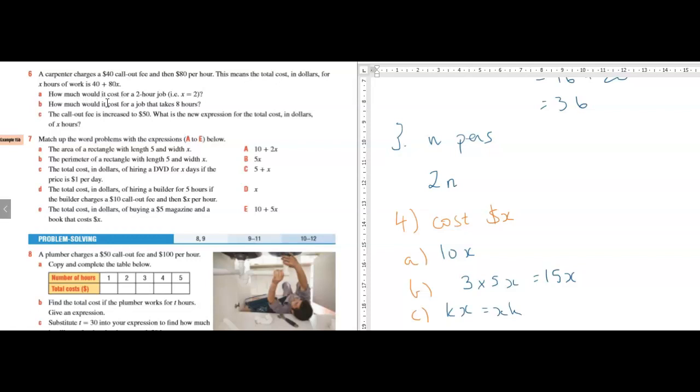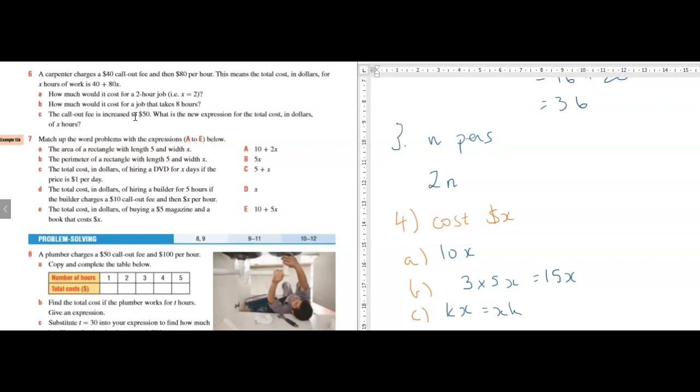So you call the carpenter to your house. He or she, because it could be a she, will get paid $40 no matter what. That's a call-out fee. So just rocking up, you have to pay $40. If he or she stayed for an hour, you're going to be giving them another $80. So altogether they get $120. Now for question A, if it's a 2-hour job, it's going to be 40 plus 80 times 2. So 40 plus 160. So they would get $200. Not bad for 2 hours, hey?